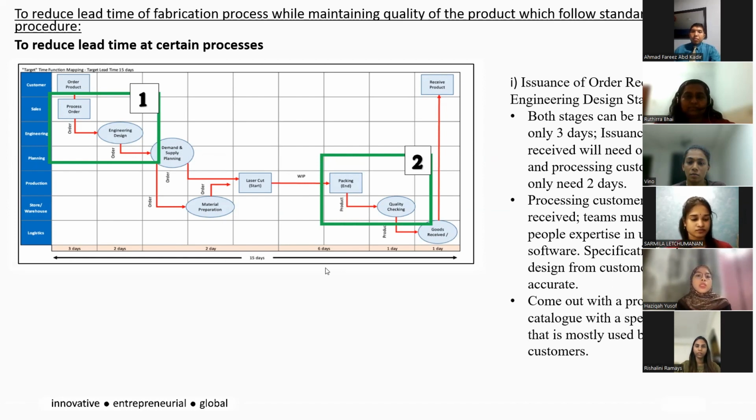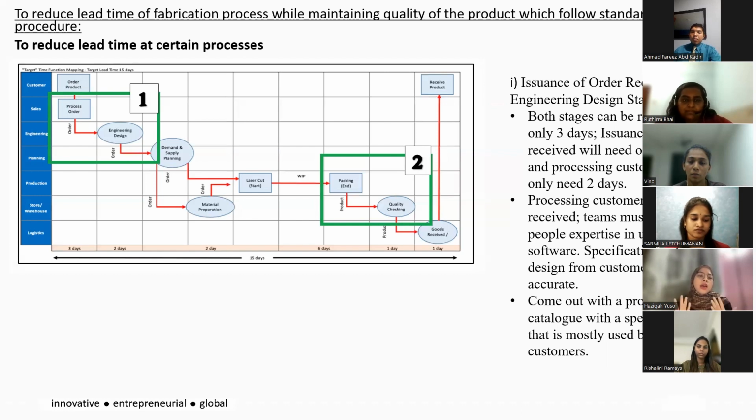For processing the customer design receipt, the team must have someone expert with the designing software, who knows how to read all the designs received from the customer, so that we can come up with very accurate designs. And the specifications of the design from the customer must also be very accurate, so that the lead time for the team to come up with the design will not take any longer.